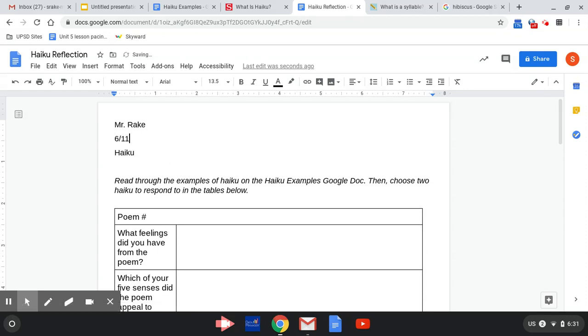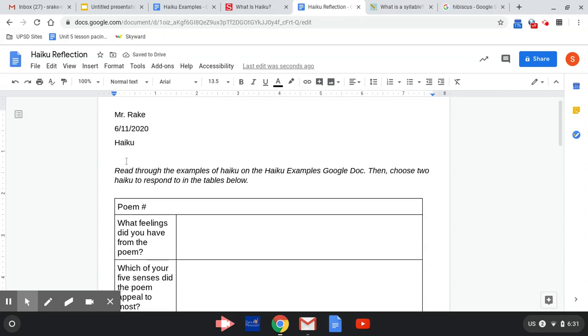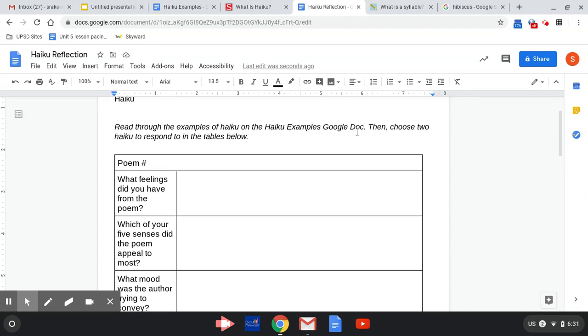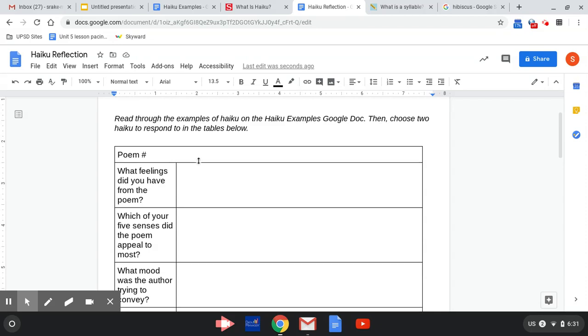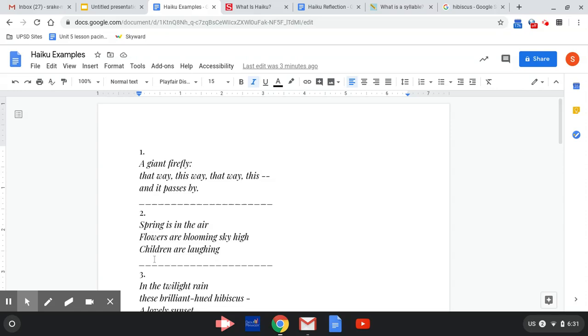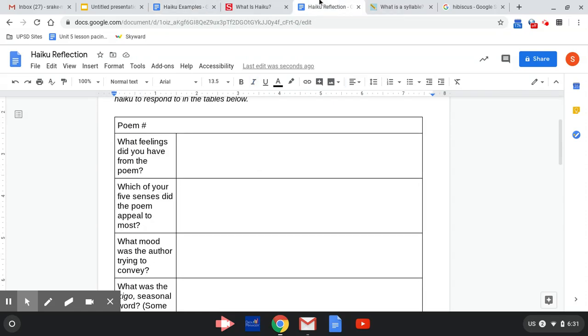Wow, it's already the 11th of June, and my subject can be haiku. So the instructions here are to read through the examples of haiku on the Haiku Examples Google Doc. Then, choose 2 haiku to respond to in the tables below. So it looks like we're going to be writing the number of the poem. Each of our poems is numbered.